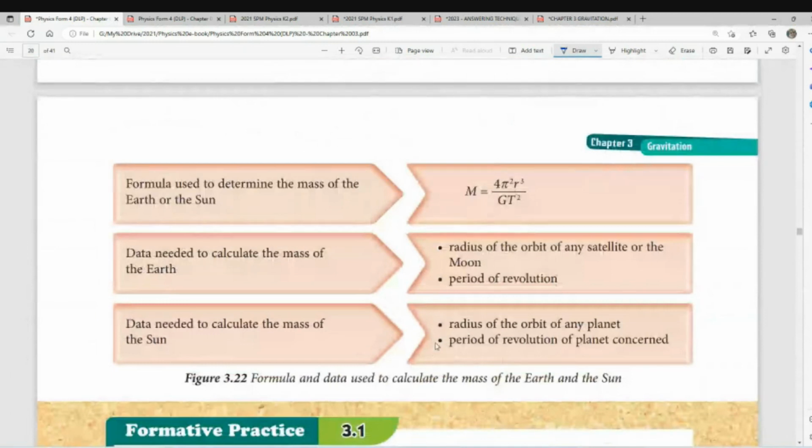This formula is used to determine the mass of the Earth or the mass of the Sun. Why is it a formula to determine the mass of the Earth and the Sun? Because it refers to the satellite, either a man-made satellite or a natural satellite.